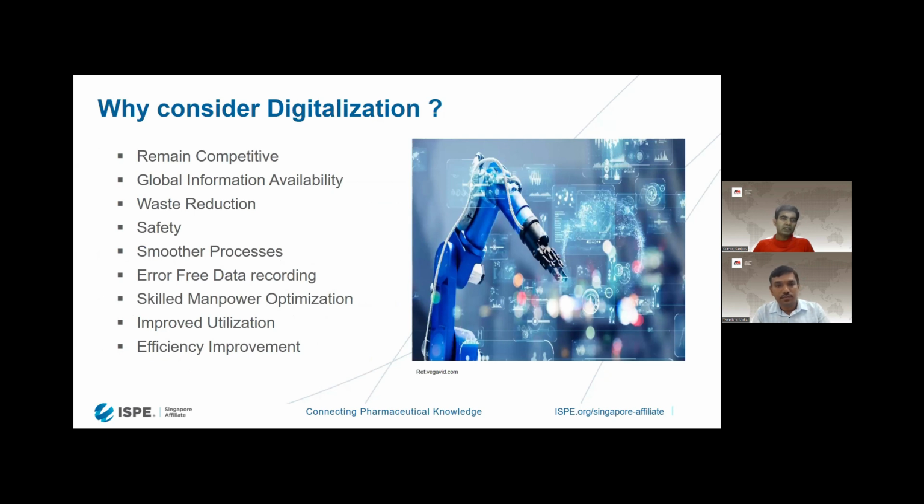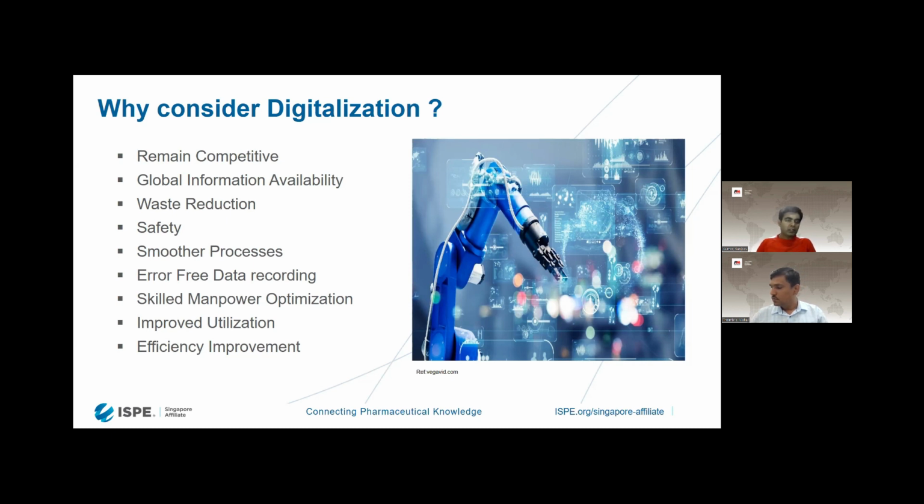Yeah. So why is digitalization considered now? These are the major examples of why digitalization is considered nowadays. One is to remain competitive. Nowadays, if one has traditional processes, a traditional business where paper-based work is there, and people as well as the processes take a lot of time to move from one place to another. But when we have digitalization, we can reach information globally in a fraction of a second.